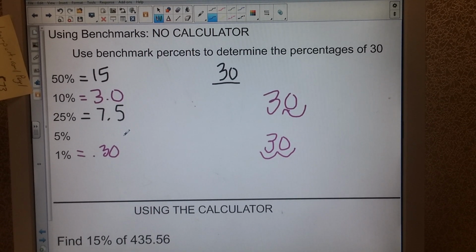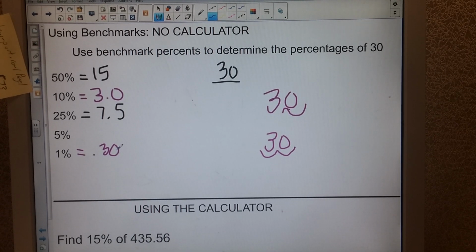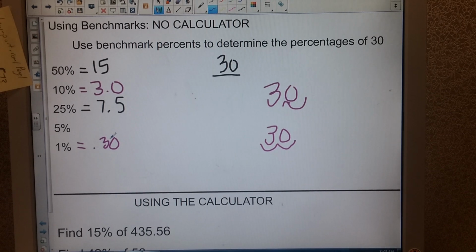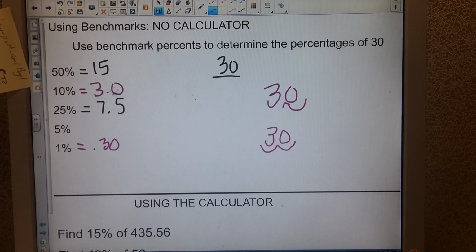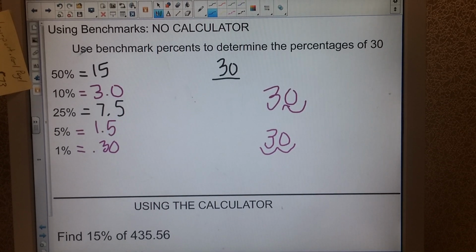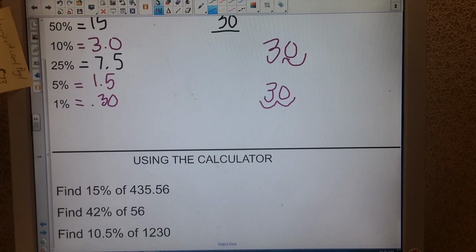And 5%, there's a couple ways I could do it. I could add up 0.3 five times to get me there. I could also go, okay, I know that 10% is 3 and half of 3 is 1.5. There are my benchmarks. Using the calculator, it's simple enough.